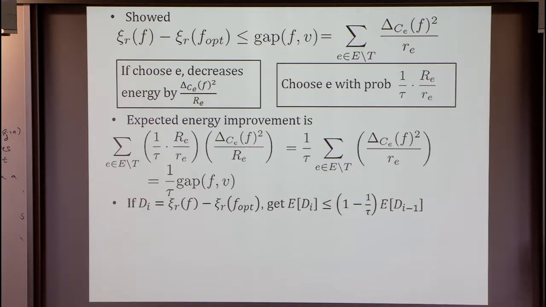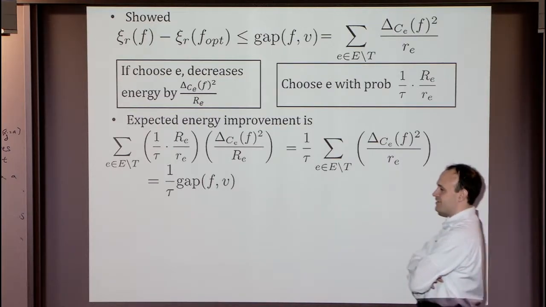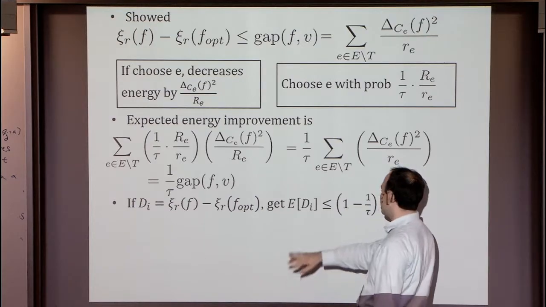So what have we now done? We've now actually shown that our improvement is 1 over tau times our gap. So we've shown that the primal energy improvement is boundable in terms of the gap, which is a bound on how far we are from optimal. So we'll just fill that in, right?